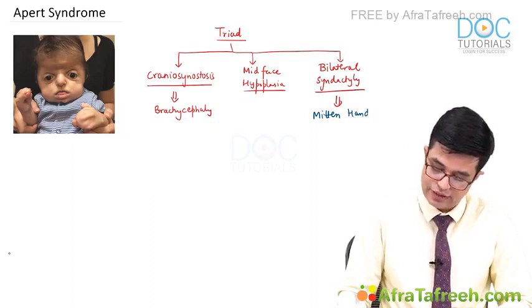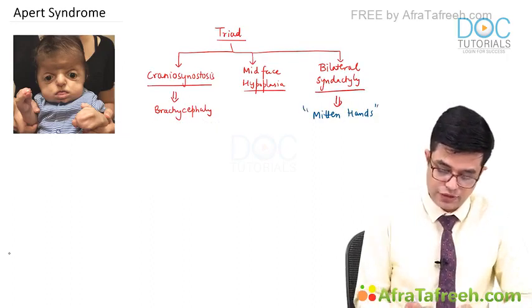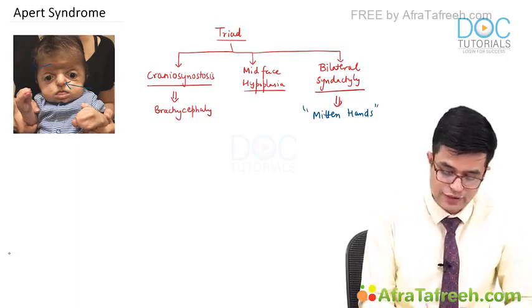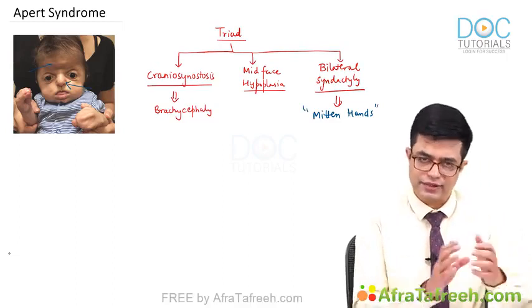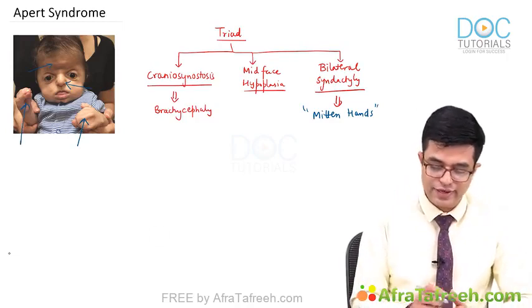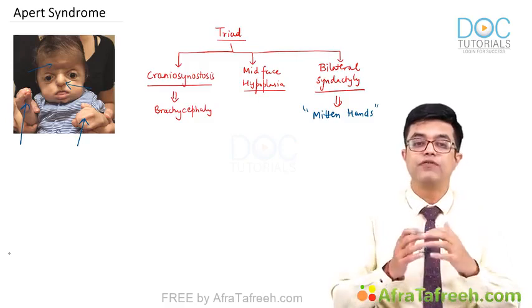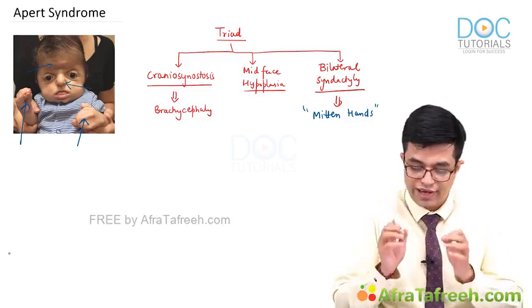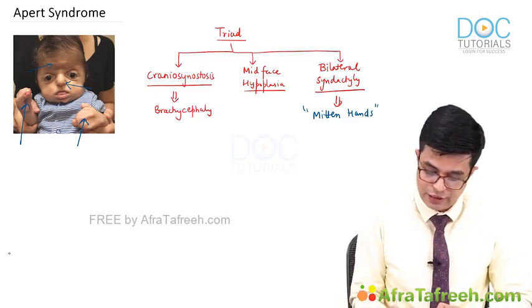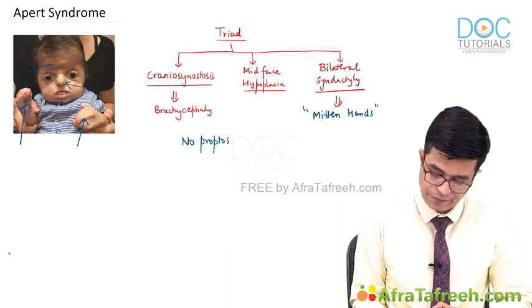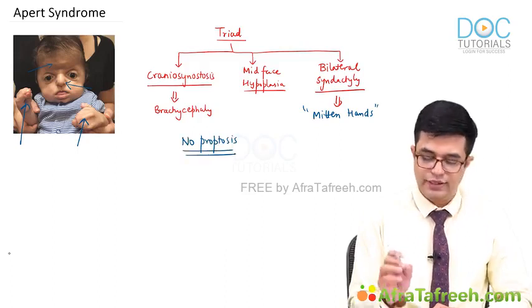Look at this child. This is a classic case of Apert syndrome. Look at this mid-face hypoplasia. Craniosynostosis obviously will require investigation and examination. And look at these mitten hands. There is bilateral syndactyly present. Always think of Apert syndrome. This is how Apert syndrome typically looks. Classically speaking, in Apert syndrome, there is no proptosis. There is no proptosis in Apert syndrome.